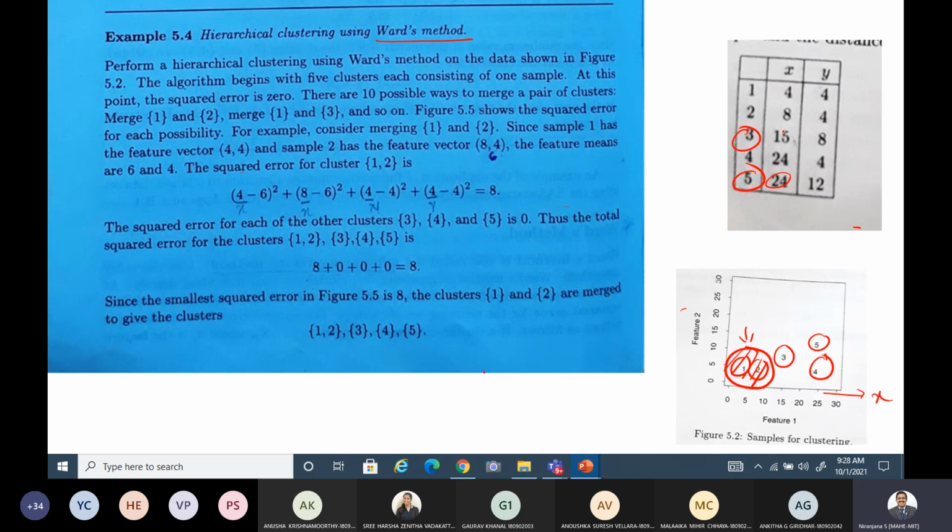First you calculate the mean values for x. 24 plus 15 by 2 gives mu x. 12 plus 8 by 2 will give mu y. Then for each variable, you find the distance and find the squared error.